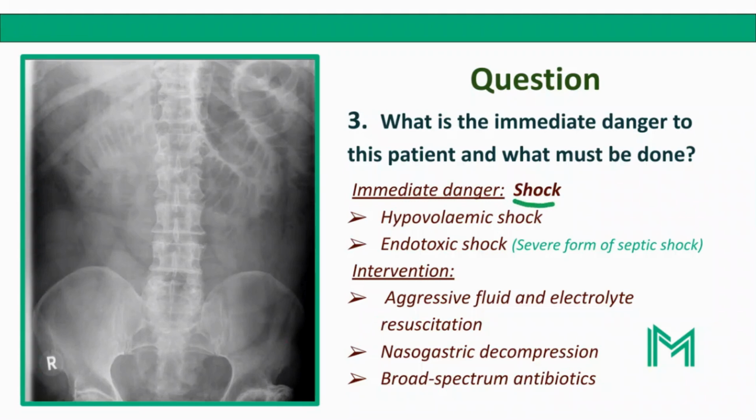Now, the immediate danger is that the person is at risk of shock. It could be hypovolemic shock as a result of the dehydration, the loss of fluid and electrolytes that occurs during intestinal obstruction. Because during intestinal obstruction, the abdomen becomes very distended. The patient vomits, and when the patient vomits, the patient loses fluids and electrolytes. And also because of the distension, there's a lot of sequestration of fluid. So the person goes into shock because the person is hypovolemic.